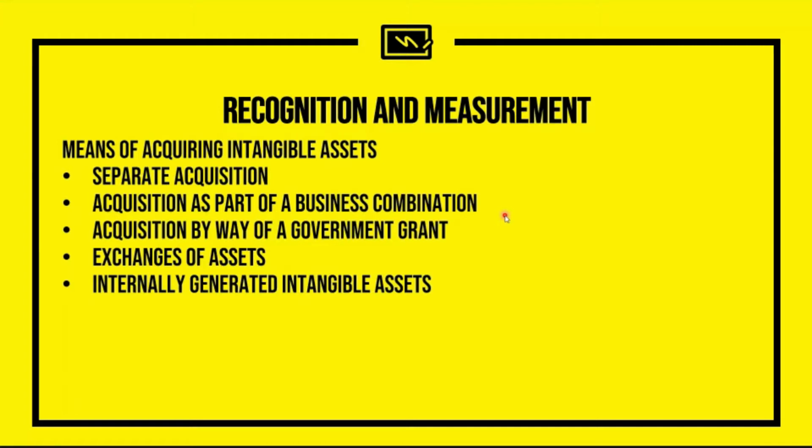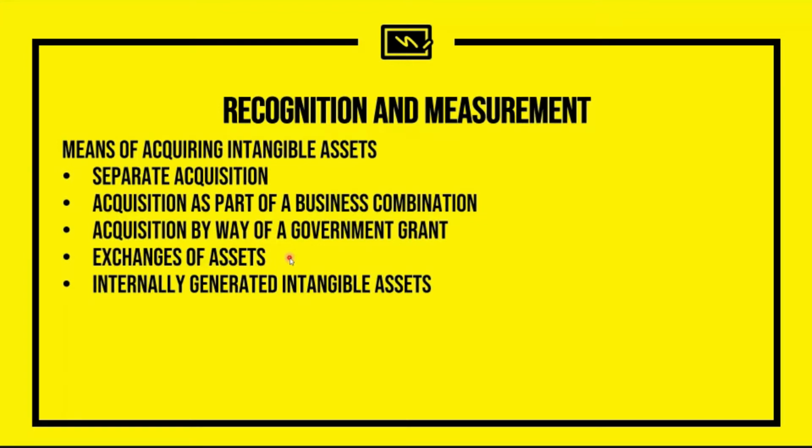Okay. Aside from that, there are also exchanges of assets. So it is possible for you to exchange intangible assets with another intangible asset or with other non-monetary assets. In this case, we will follow the rule of exchanges. And of course, since we are talking about the rule of exchanges, we need to determine whether the exchange has commercial substance or no commercial substance. And whichever is applicable, we're going to simply follow the requirements of the standard, which is similar to what is stated in IAS 16 for property, plant, and equipment.